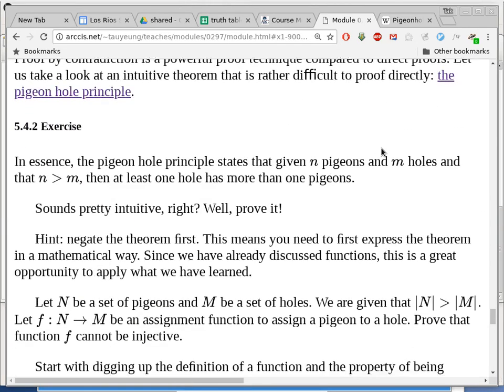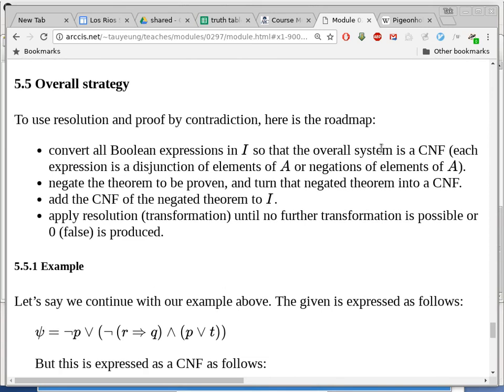So moving on to resolution. Now we're combining. This is something we talked about already, but I just want to make sure we understand this. The overall strategy when CNF resolution is combined with proof by contradiction is that we first express psi as one CNF. Then we negate the theorem that we want to prove as another CNF. You can always have one CNF conjoined with another CNF. The result is still a CNF.